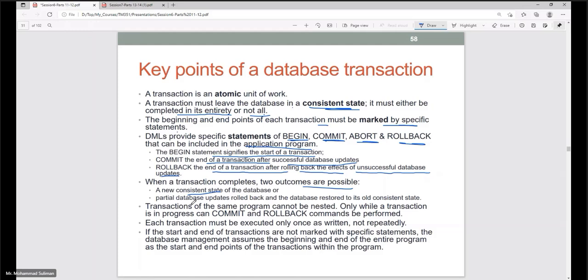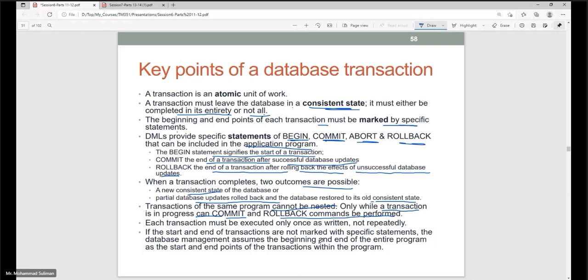Whenever we make a transaction, the database will be in one of two states: a new consistent state, or it will be rolled back and go to the previous state. Transactions of the same program cannot be nested. Only while a transaction is in progress can commit and rollback commands be performed inside the transaction. So commit and rollback will be performed inside the transaction and not at the beginning of it.